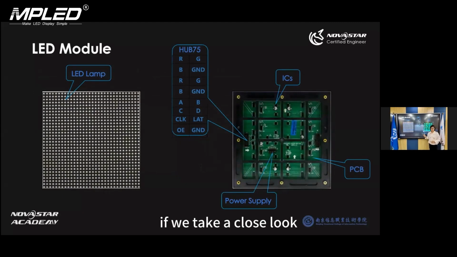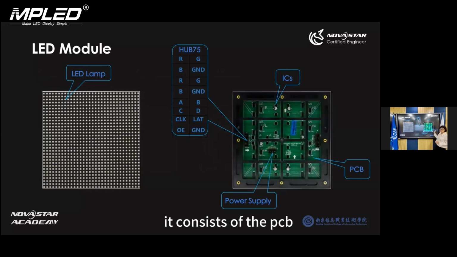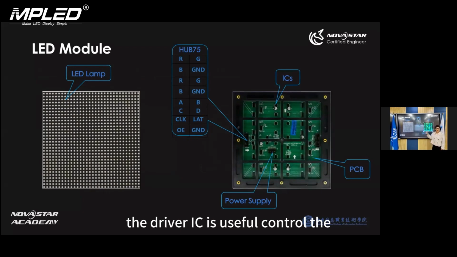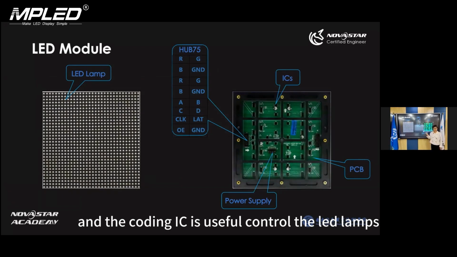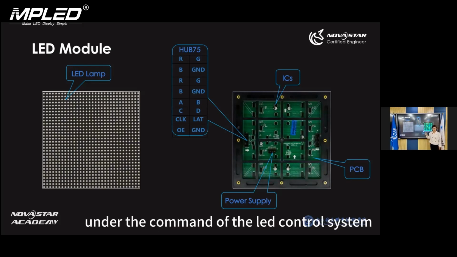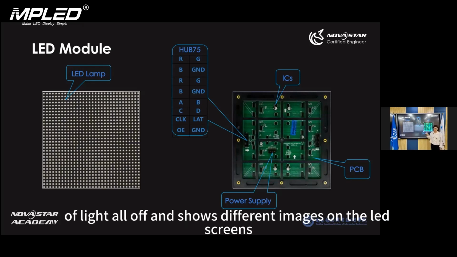If we take a close look, we can easily find out the module structure. It consists of the PCB, which we usually call the printed circuit board, a power supply connector, and ICs, including the driver IC and the decoding IC. The driver IC is used to control the LED lamps in the vertical way, and the decoding IC is used to control the LED lamps in the horizontal way. They work together under the command of the LED control system to turn the lights on or off and show different images on the LED screens.